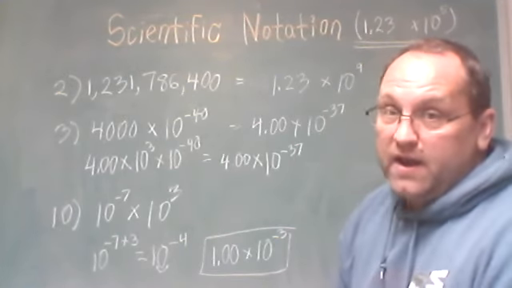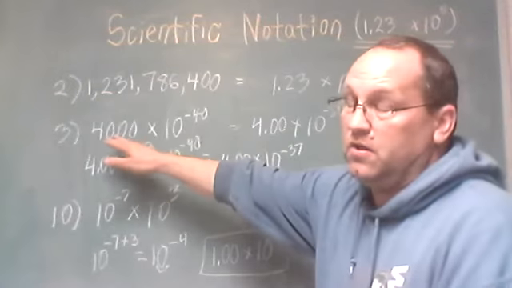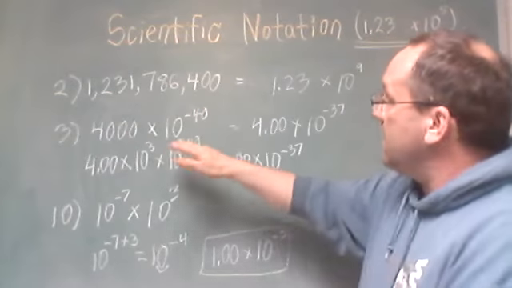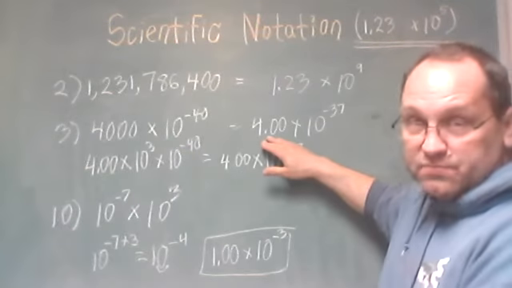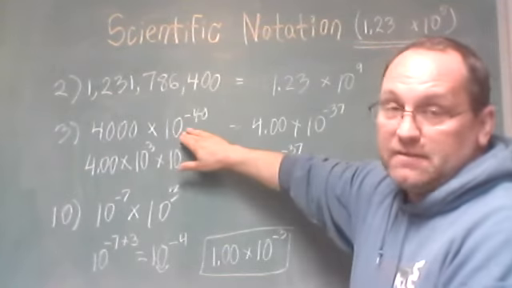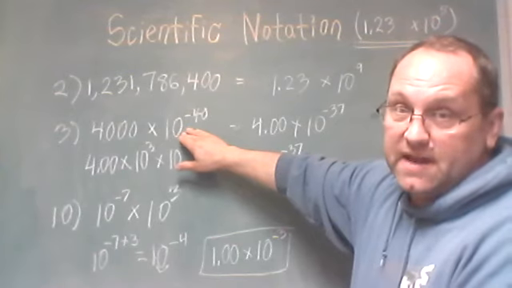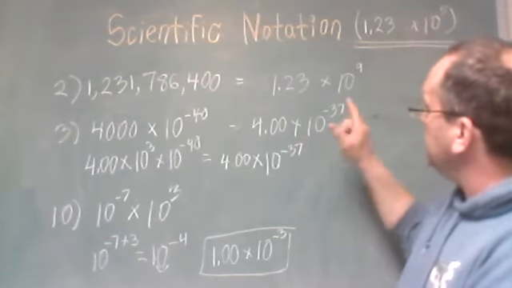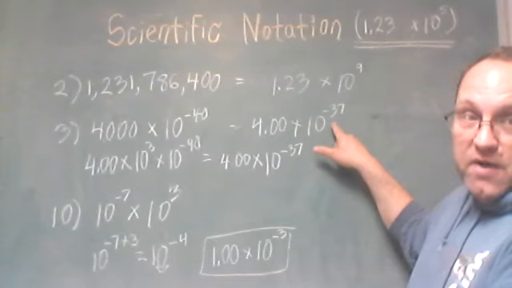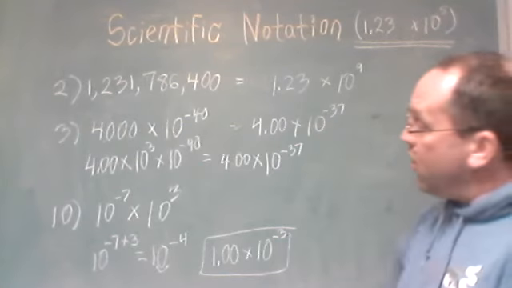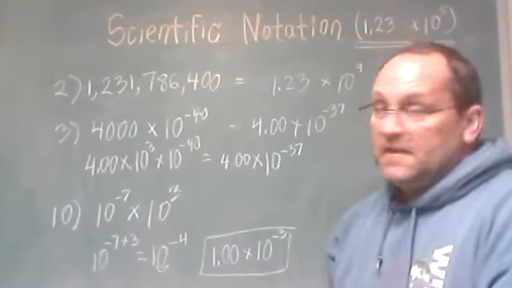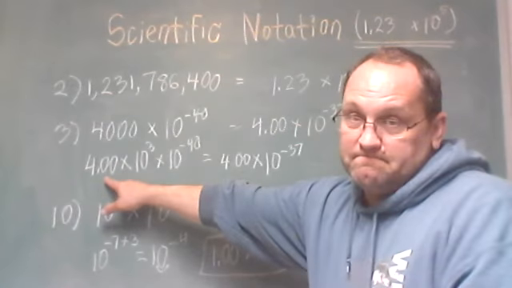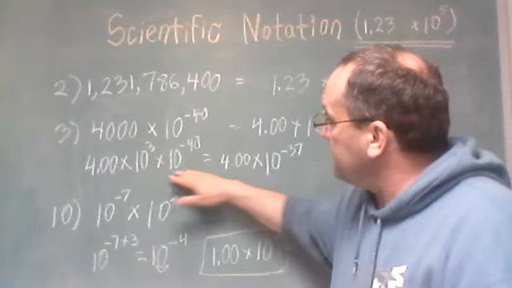So whichever way you prefer: if you like moving the decimal and just keeping track in your head, I made that number smaller, therefore I must make the power of 10 bigger by the same amount, by 3 decimal places. Or I can change that front number, that 4,000, into exponential form, and then combine the 10 powers.